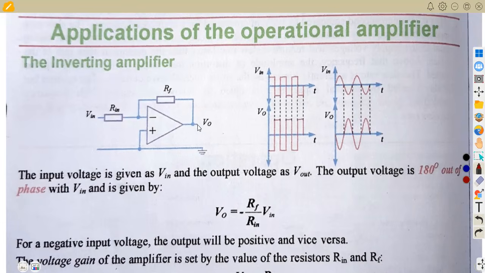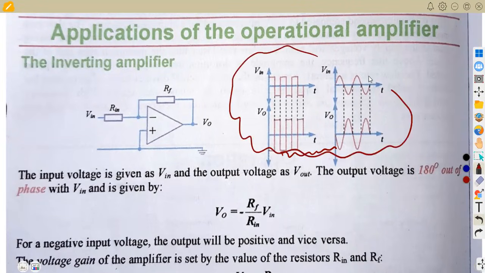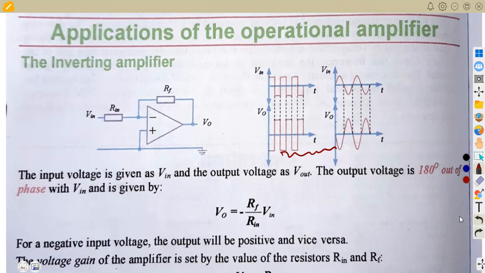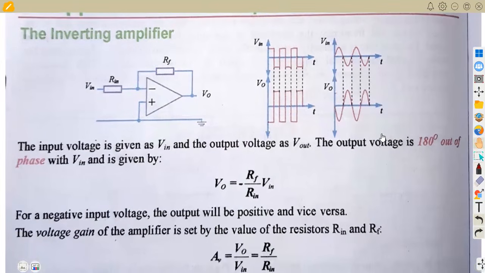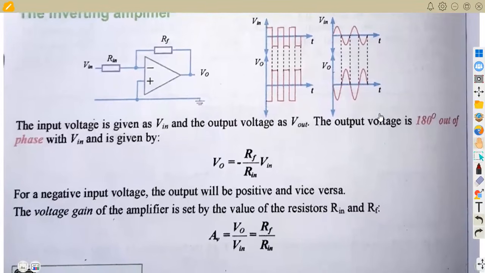Then we also have RF at the output. In this case, the input voltage is given as V in, and the output voltage as V out, which is this part at the output. Between the voltage in and the voltage out, in terms of their characteristic curve, V out is 180 degrees out of phase with V in. So this is the formula that you're going to have from our characteristic curve. We can also be asked to draw this characteristic curve.